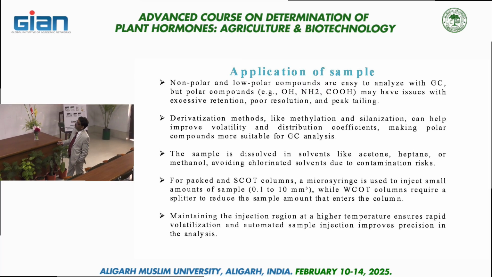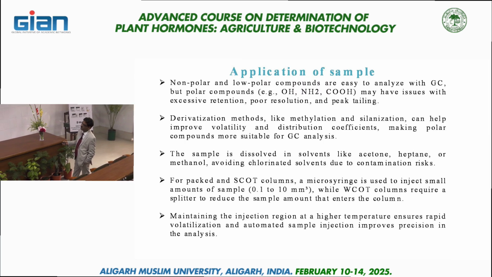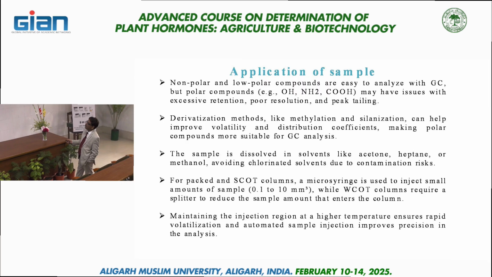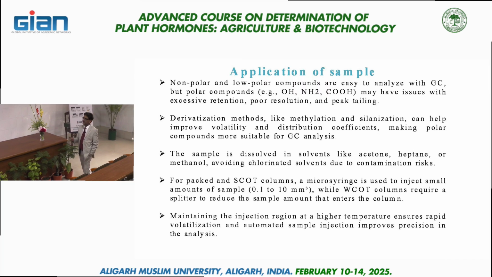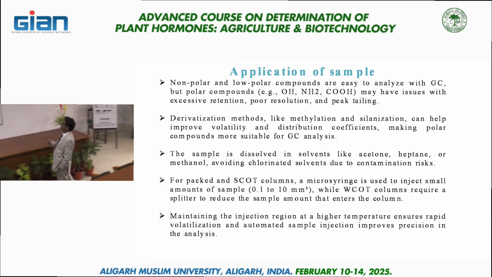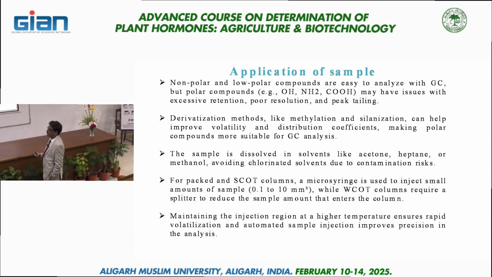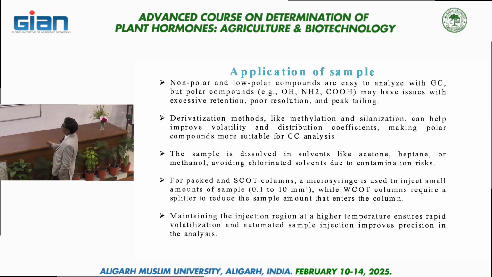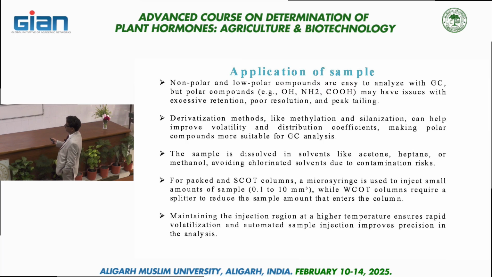Then we have that the non-polar and low polar compounds are easy to analyze. This is the first point. But polar compounds may have issues with excessive retention time, poor resolution, and peak tailing. This is the main thing. Then we have derivatization methods like methylation and silylation that can help to improve polarity and distribution coefficient, making polar compounds more suitable for GC analysis. So why are polar compounds suitable? Only due to that reason.